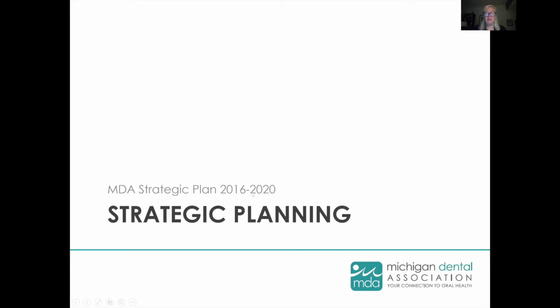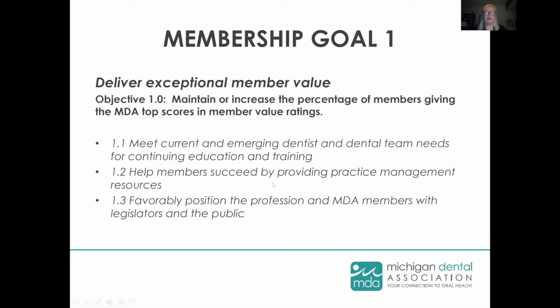This MDA strategic plan 2016-2020 is about to come to an end. I don't have to tell you that our plan, as much as it has been very much on course, got quite a bit upended by the pandemic. A lot of the goals and objectives remain the same, but the way we fulfilled them became a little different this year as a result of COVID-19. We have 4 goals in our current strategic plan. The first one is to develop exceptional member value, with an objective of maintaining or increasing the percentage of members who give us top scores in our member value ratings.